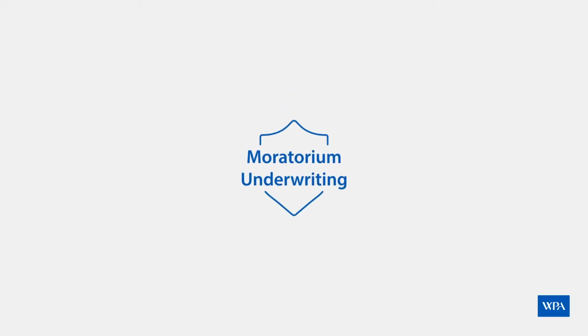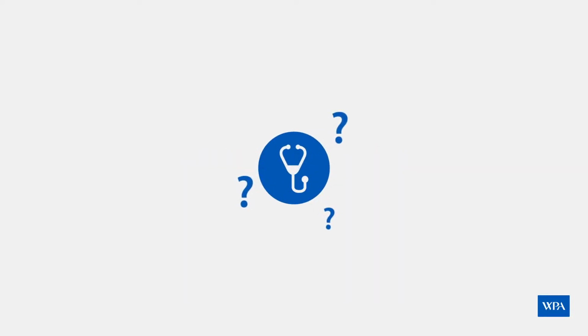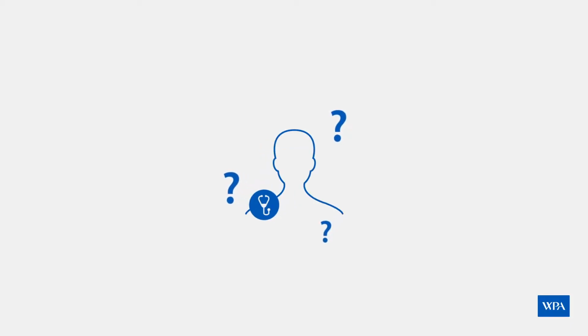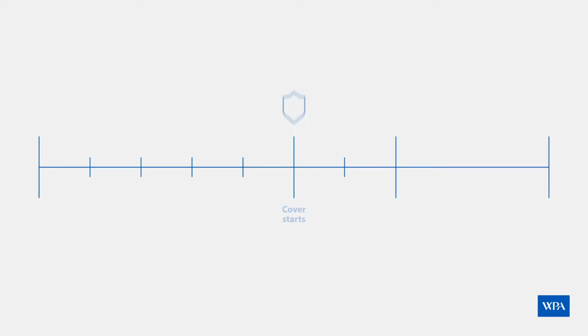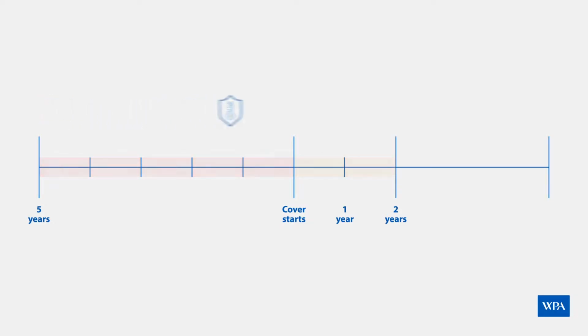When joining on a moratorium underwriting basis, there's no need to tell us about your full medical history. When and if you make a future claim, we will ask questions about your medical history and may request more detailed information from your GP or specialist at that point. If you join on a moratorium basis, we are unable to provide any benefit in the first 2 years for any pre-existing condition that occurred in the 5 years before your cover started. Remember, this also includes undiagnosed symptoms.